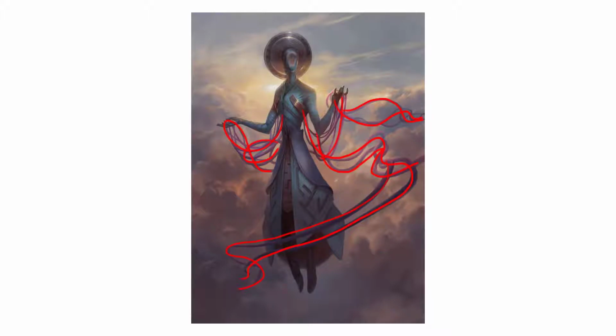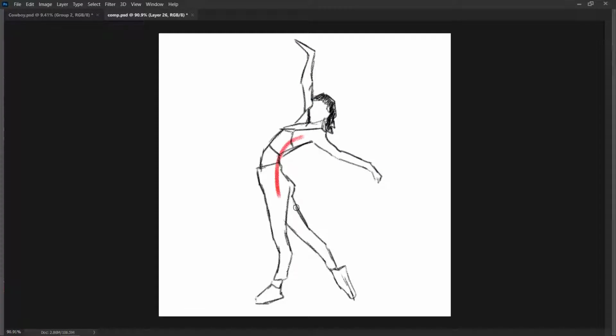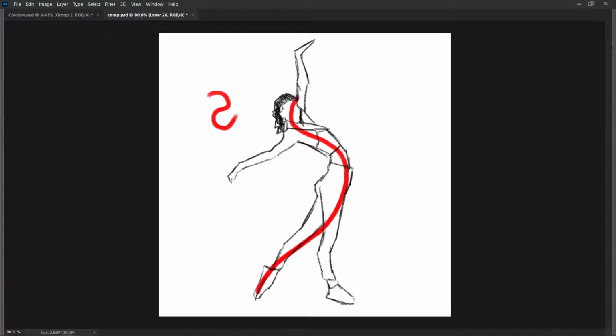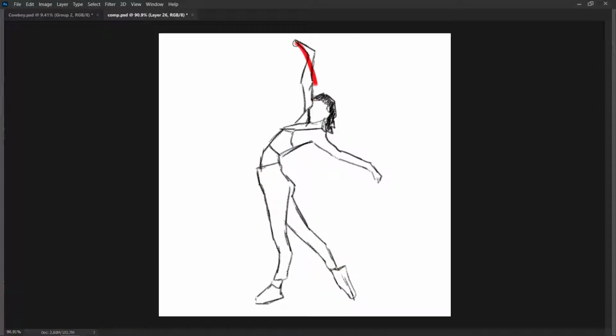Here is the last example. Could you guess the line of action? The answer is S. Why? To find the right line of action, see the head and follow the body flow until you reach the feet, knowing that the little tilt of the head will give emphasis to the line of action.